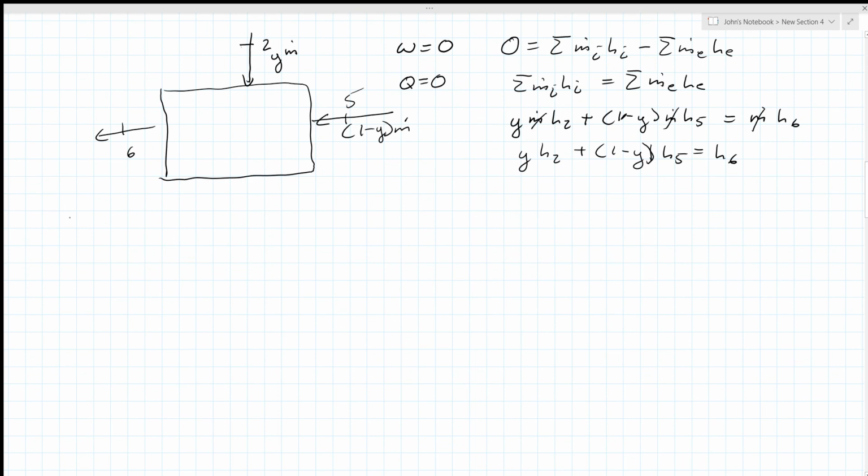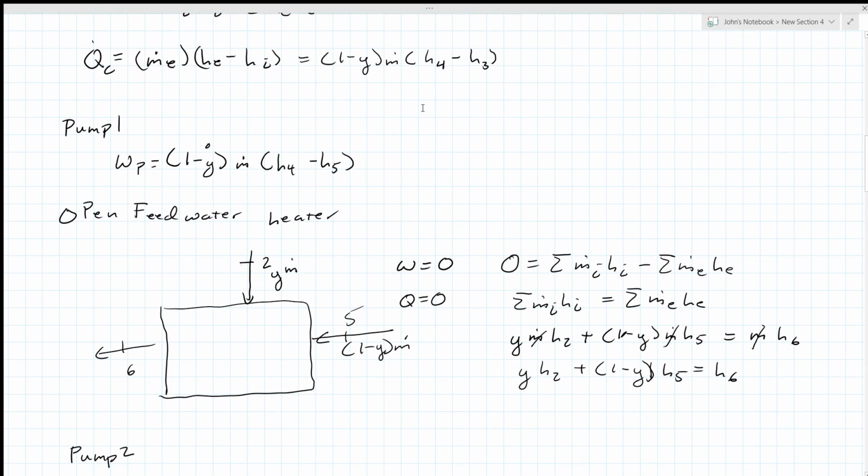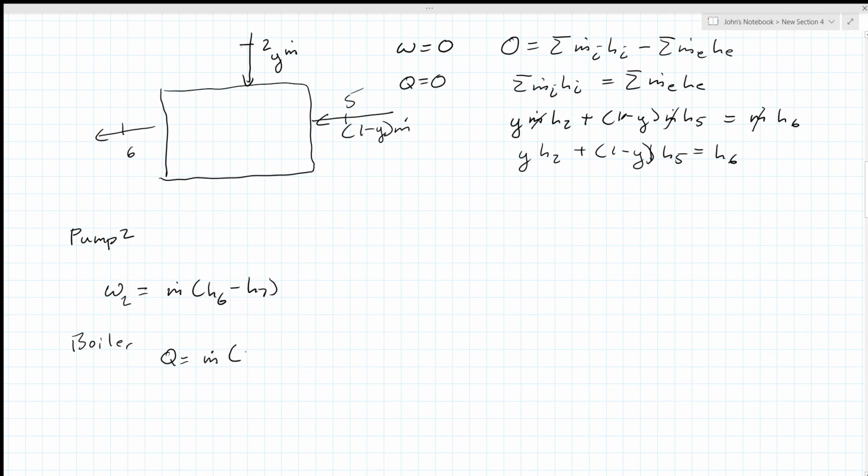Alright, so next is the second pump. Like the first pump, it is equal to m dot of inlet minus outlet. And then boiler, it's a boiler pumping heat into the fluid. No work going on. Q is equal to m dot of exit minus inlet, like up here. So H1 minus H7. And this boiler will be less because the water is already preheated after going through the open feed water heater.